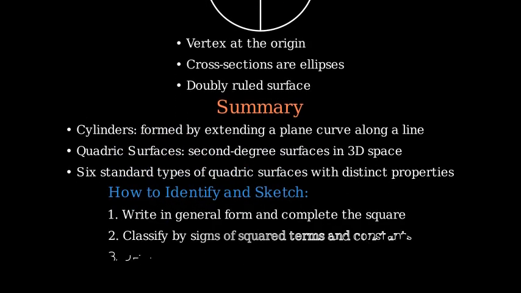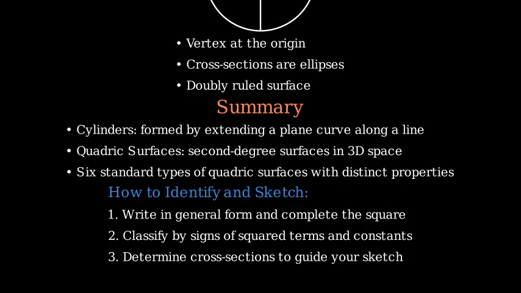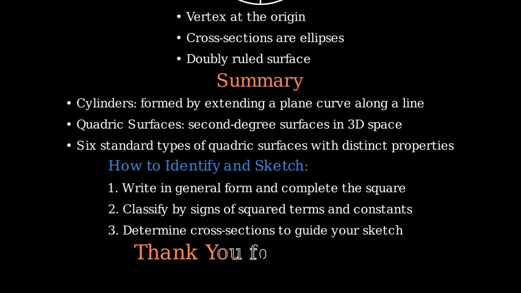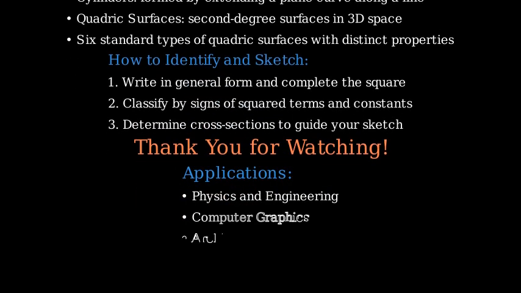When identifying these surfaces, you can follow these steps. First, write the equation in general form and complete the square in each variable to reach a standard form. Next, classify the surface by the signs of the squared terms and the constant on the right side. Finally, determine cross-sections in planes like z equals constant or x equals 0 to guide your sketch. With these standard equations and properties in hand, you can recognize, classify, and sketch any cylinder or quadric surface in three-dimensional space.